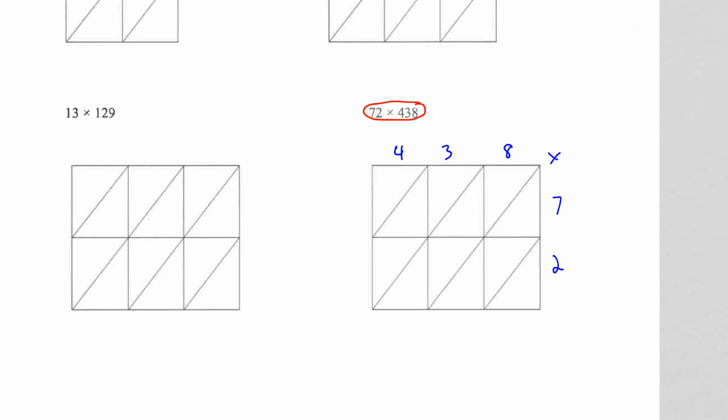So 8 times 7 is 56. 7 times 3 is 21. 7 times 4 is 28. 4 times 2 is 8. 3 times 2 is 6. And 8 times 2 is 16. Extend these out.